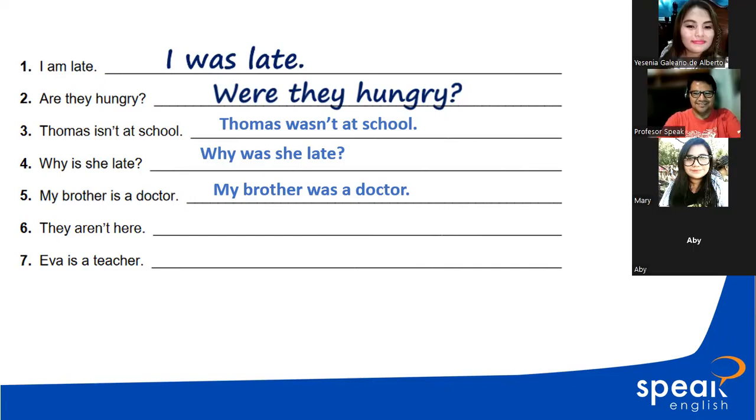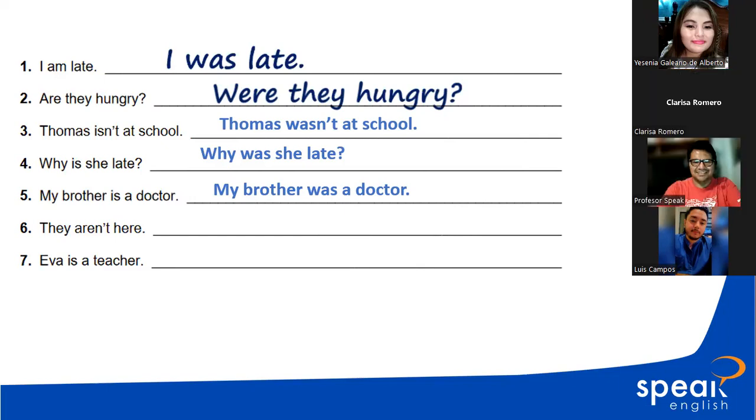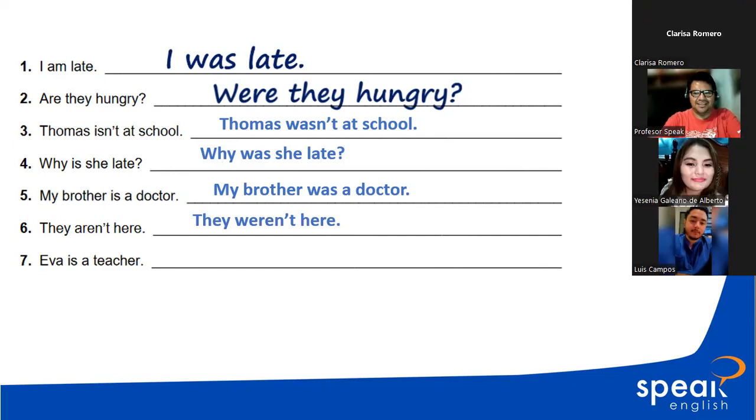Okay, Yesenia? They weren't here. Yes, they weren't here. Okay, and the last one, Clarissa. Eva is a teacher. Eva was a teacher. Yes, that's correct.